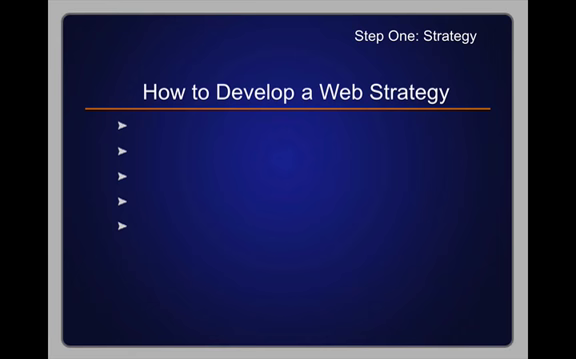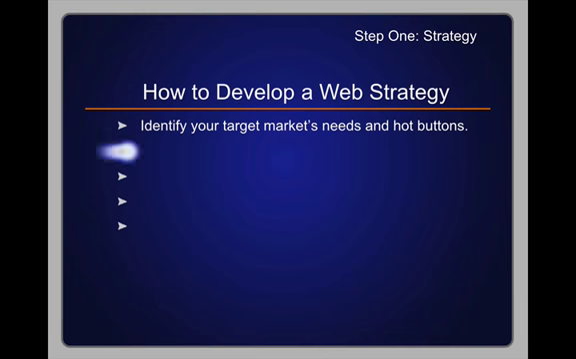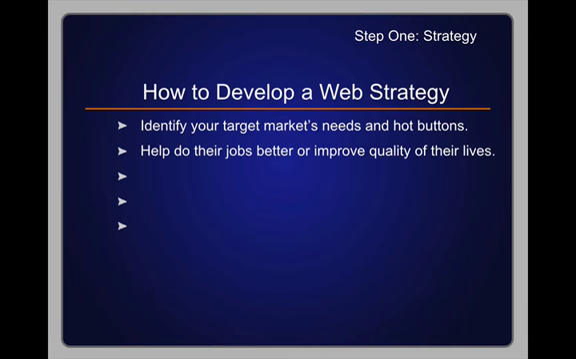So how do you go about developing a web strategy? The first thing to do is identify your target market's needs and hot buttons. Really get a good understanding of what they need to do on your website, why they come to your website. They're going to do this for two reasons. They're going to come to your site because they either want to improve how they do their current job if you're doing business to business, or they're going to try to improve the quality of their lives if you're selling directly to consumers. And the key point here is that your business already does this.